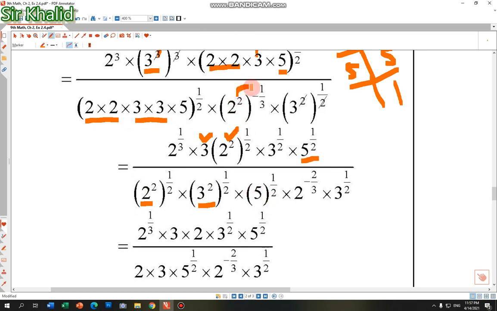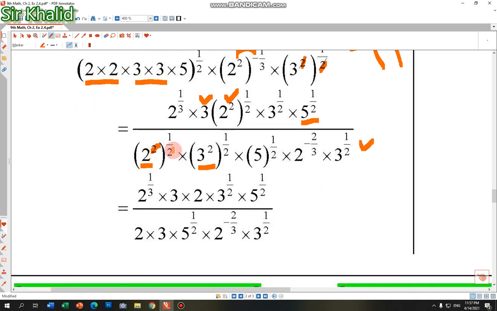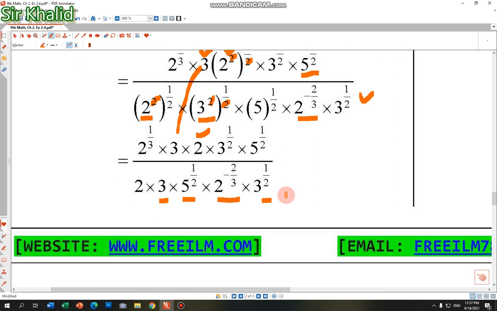This 2 will be multiplied by minus 1/3, it will give you minus 2/3, and 2 will be cancelled by this, it will give you 3 to the power 1/2. Now this 2 will be cancelled by this, and it will give you 2 here. This 2 will be cancelled by this, it will give you 3. 5 to the power 1/2, 2 to the power minus 2/3, and 3 to the power 1/2. Now this 2 will be cancelled by this again, and this is 2, 3 to the power 1/2, and 5 to the power 1/2.